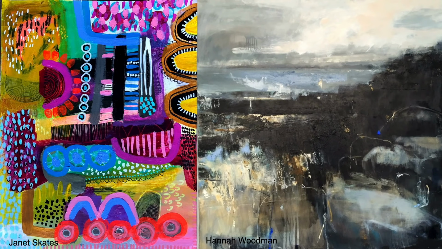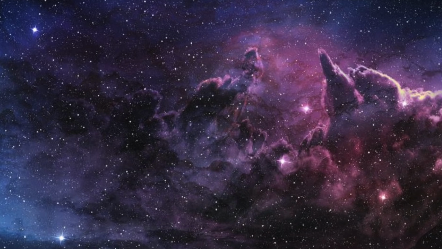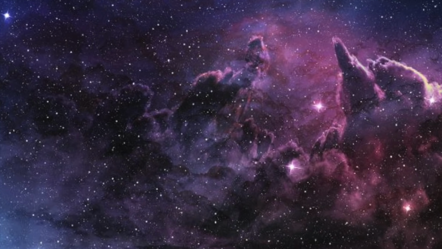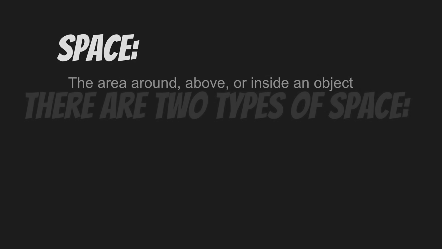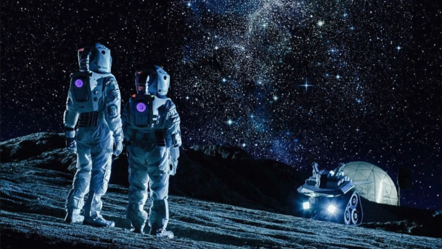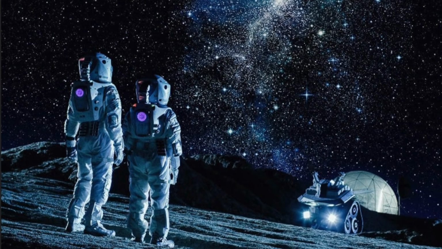Now let's talk about another element of art, and that is space. So when we talk about space, we're not talking about outer space. We are talking about the space inside of an artwork. So space in art would be the area around, above, or inside an object. Now there are two types of space. There's space that involves depth, so how far things go back or forward in space. And then there's also space that involves the shape of areas in an artwork. So the first kind we're going to talk about involves depth.